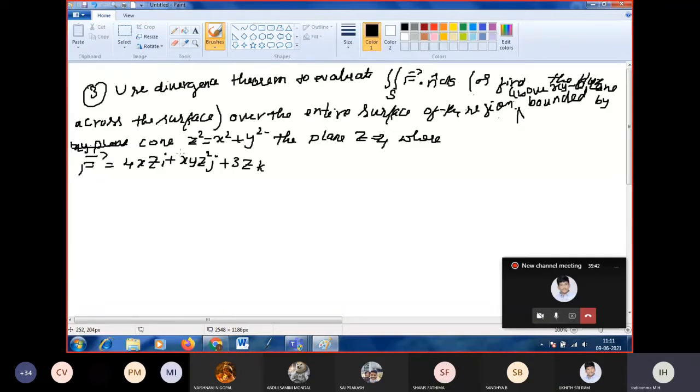See here, sometimes in your question paper, maximum times they will ask the Gauss divergence theorem as find the flux across the surface. They will give F and the region which is bounded by. So that is nothing but our Gauss divergence theorem. So this is our flux.